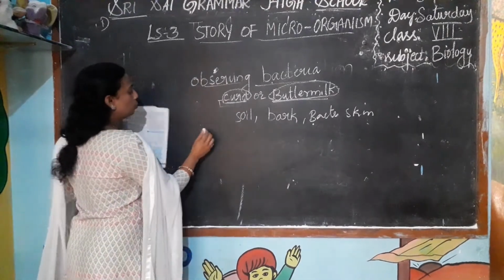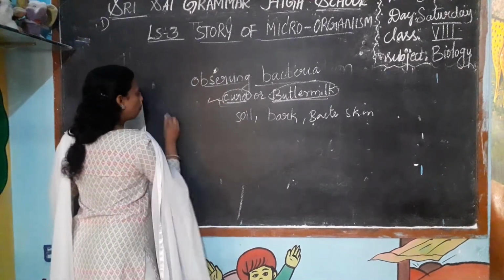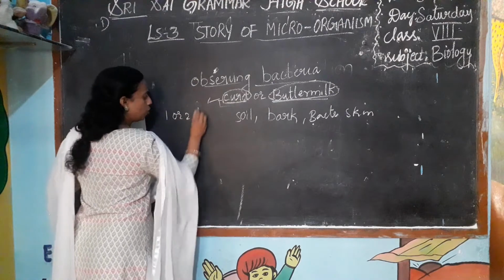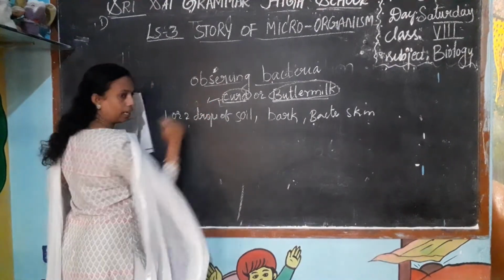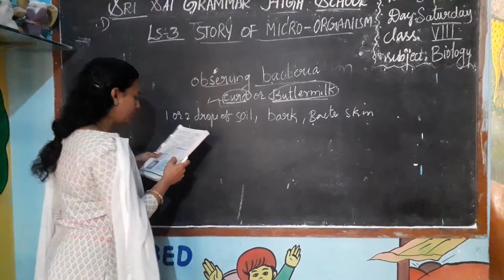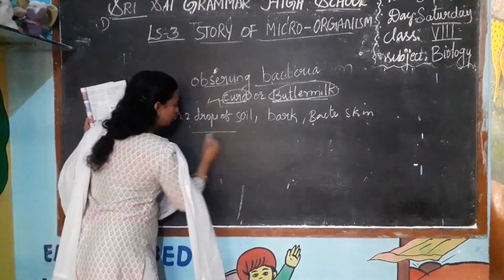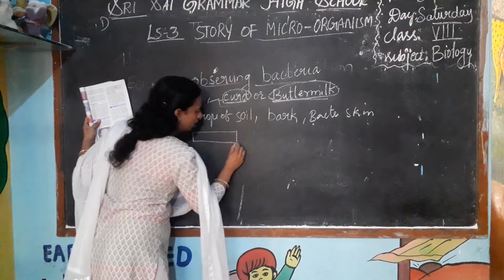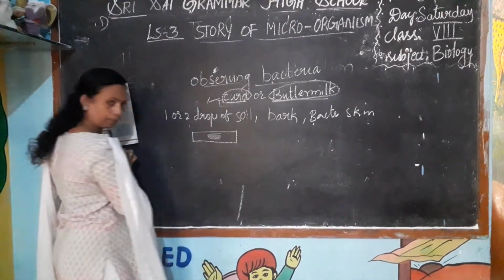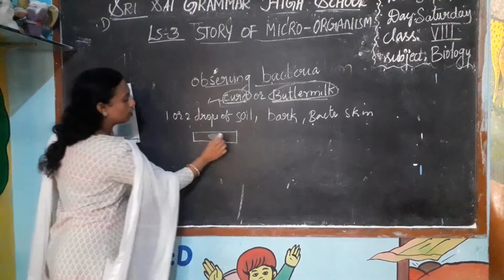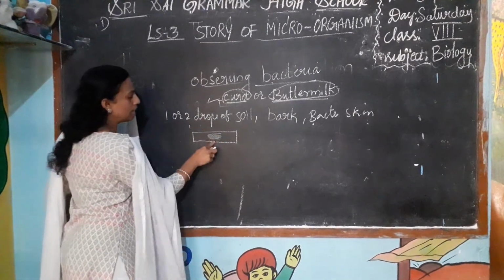Take 1 or 2 drops of buttermilk or curd. After taking this, what we have to do is spread it on the slide. Take the sample and spread it on the slide.